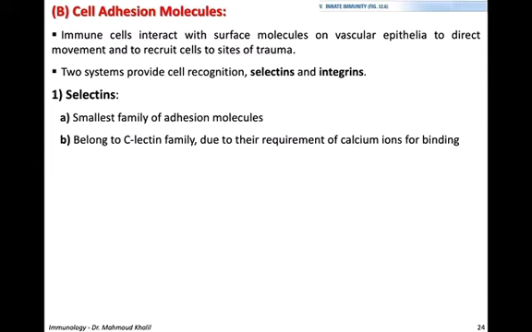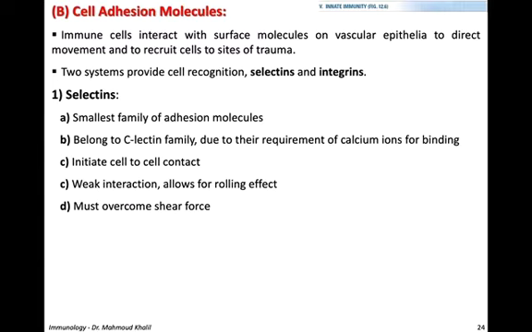Selectins are the smallest family of adhesion molecules. They belong to a family called the C-lectin family, and C came from the calcium ion, which is a requirement for the binding with the leukocytes. So selectins can initiate cell-to-cell contact. Although it's a weak interaction, it must overcome the shearing force of the bloodstream, because the rolling of selectins bound to the leukocytes needs to overcome the shear force from the bloodstream.